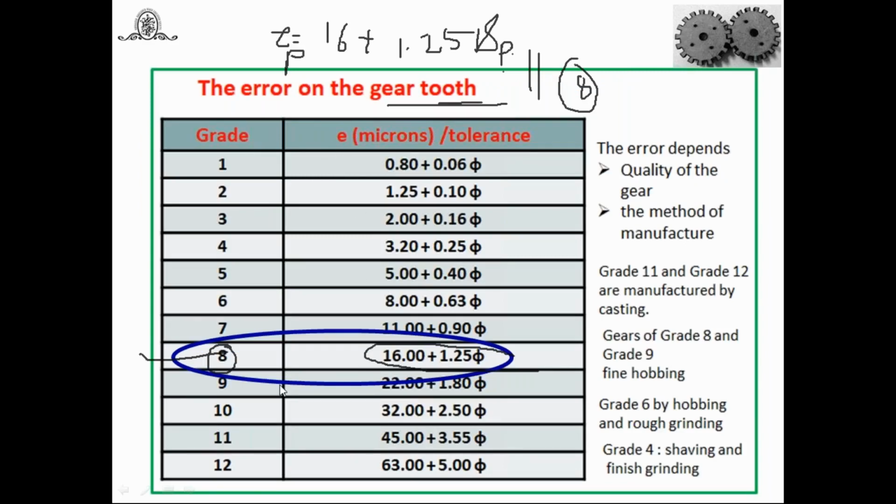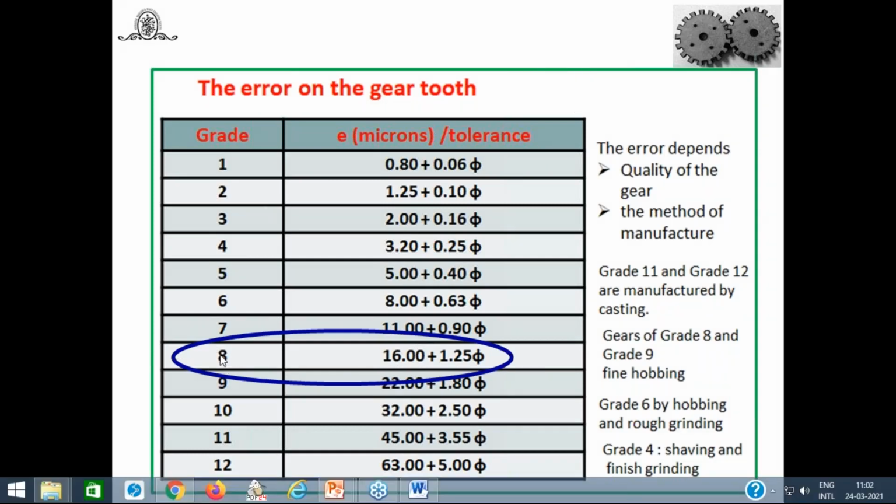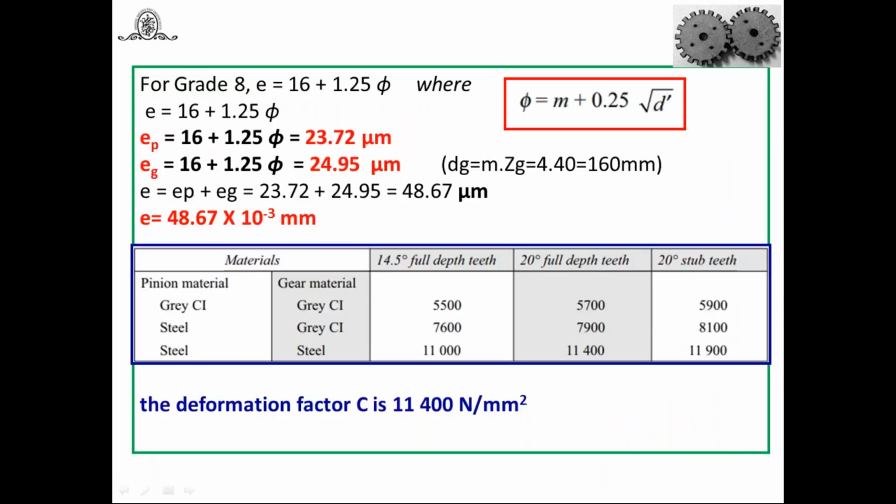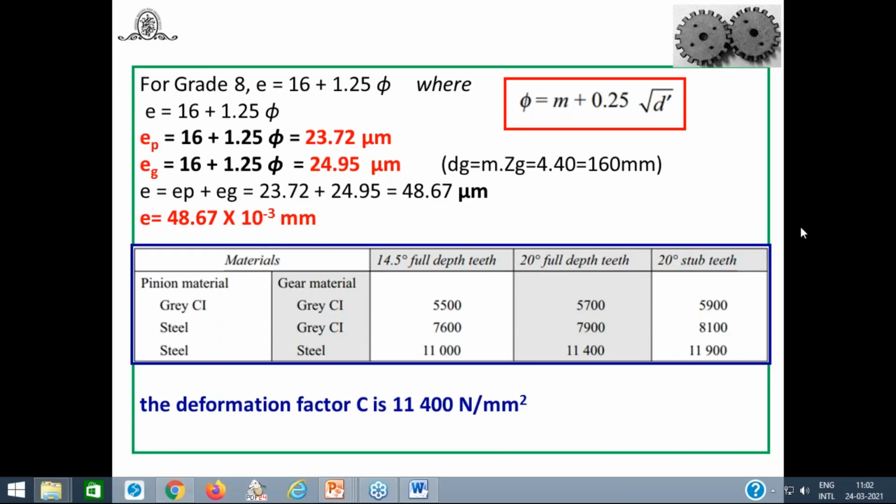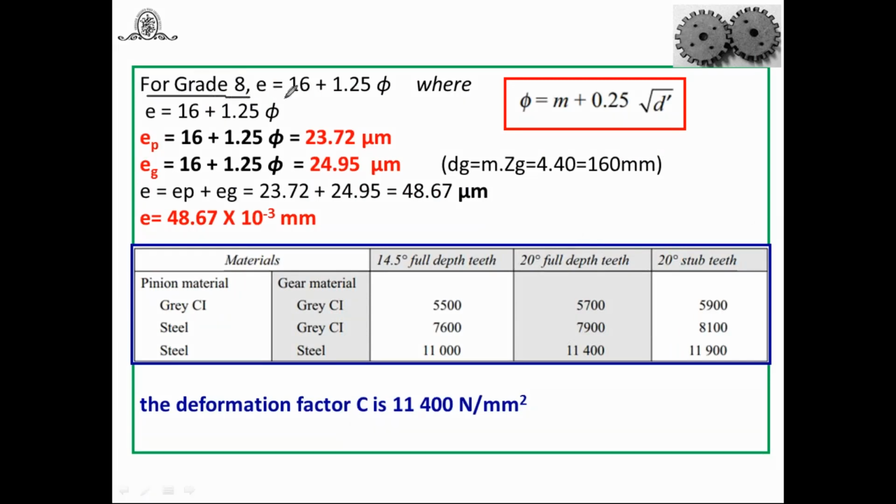Try to understand. For different grades, as the grade increases, the surface finish decreases. And for finer grades, 1, 2, 3, 4, 5, 6, you will get very good accuracy or surface roughness. And this E value is in micron. Try to understand, it's in micron. Now let us calculate. Grade 8 is given. You have to use this equation for E, and you know the value of phi. Now here I am going to calculate this value. How to calculate? For grade 8, E is equal to this equation. For grade 8, E is equal to 16 plus 1.25 phi, from the table or a chart.